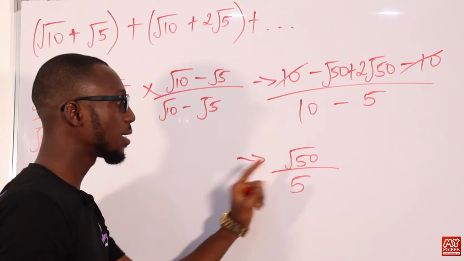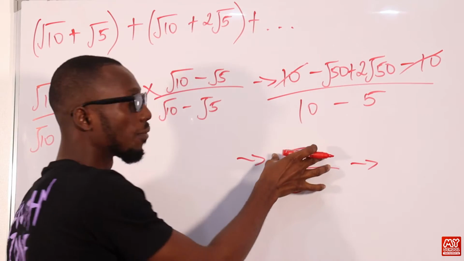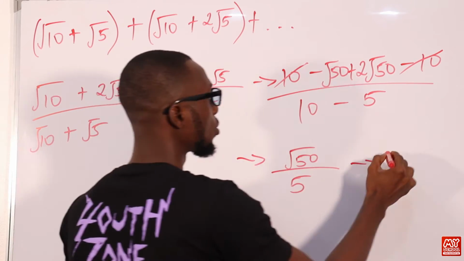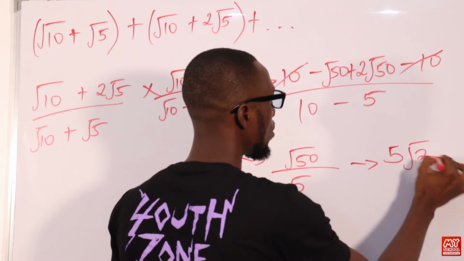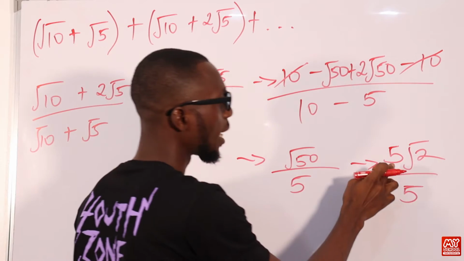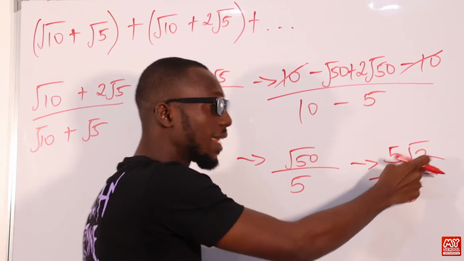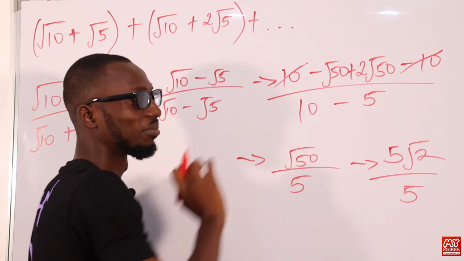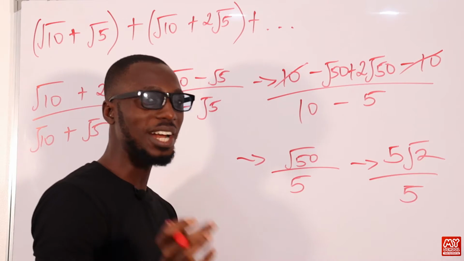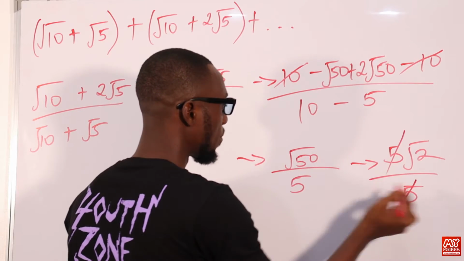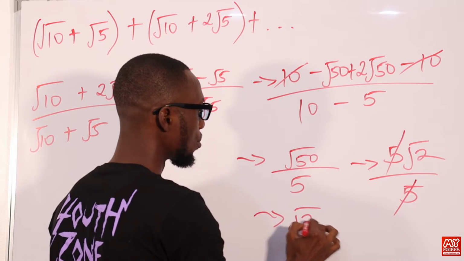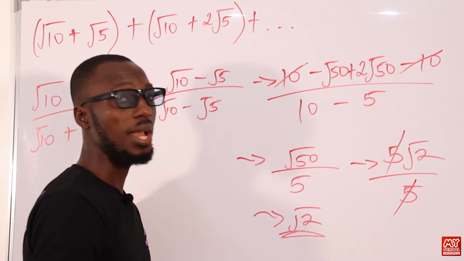So what is root 50? If you change it, this is a single form. If we change it to the basic form, that should be 5 root 2 over 5. How do I know that? 5 times 2, that is 10. 10 times 5, do you see that? Okay, that is one way you can check. So 5 strikes out 5. What we have left is root 2. So that is the common ratio that we are looking for.